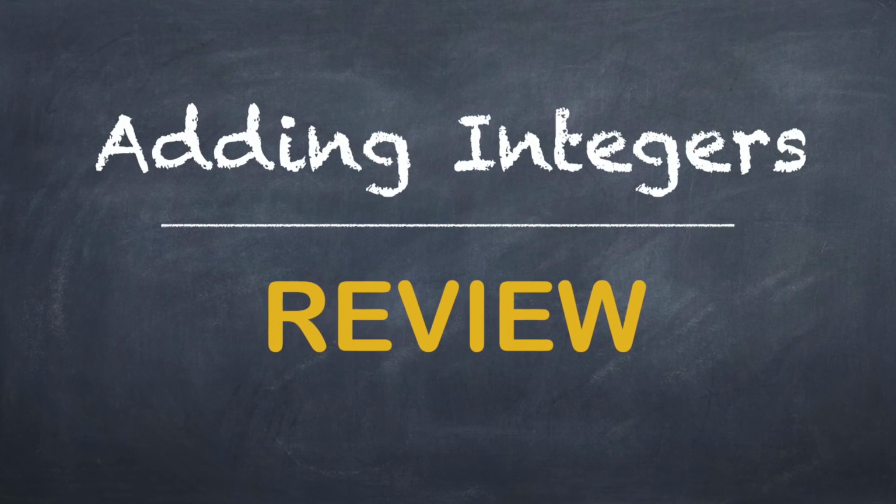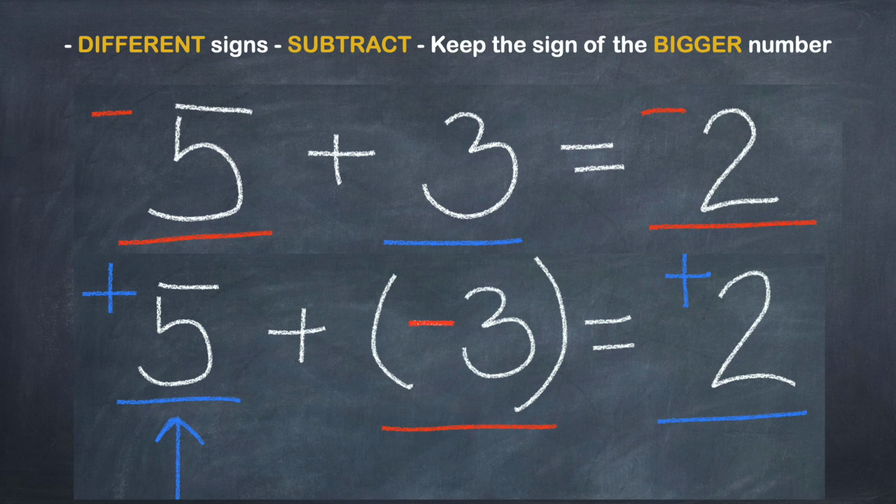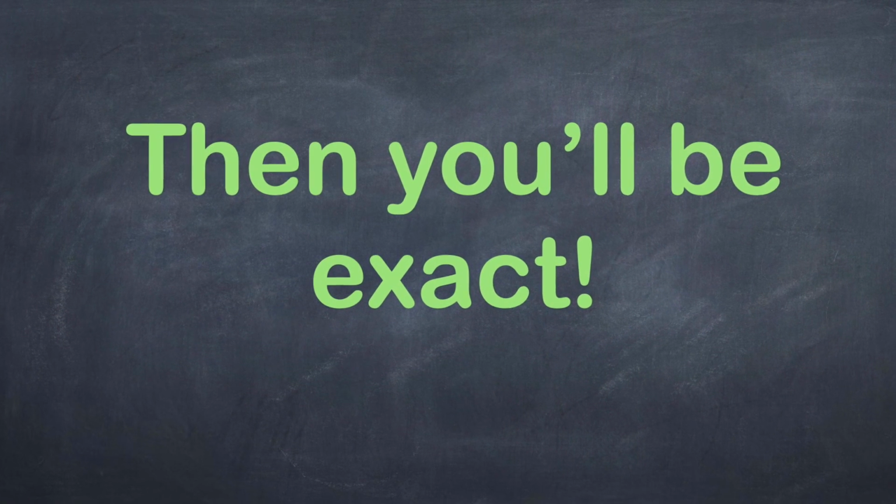Let's review. Pause to study a slide if you need to. These are the problems we did that had the same signs, both positive or both negative. And in that case, we always kept the sign and we just added the numbers. And these are the ones that have different signs. And so we subtracted the numbers and we got 2 both times. And we kept the sign of the bigger number. 5 was always the bigger number, but in the first problem it was negative, so we had a negative answer. In the second problem, it was positive, so we had a positive answer. Cue the finale of that song. Then you'll be exact.